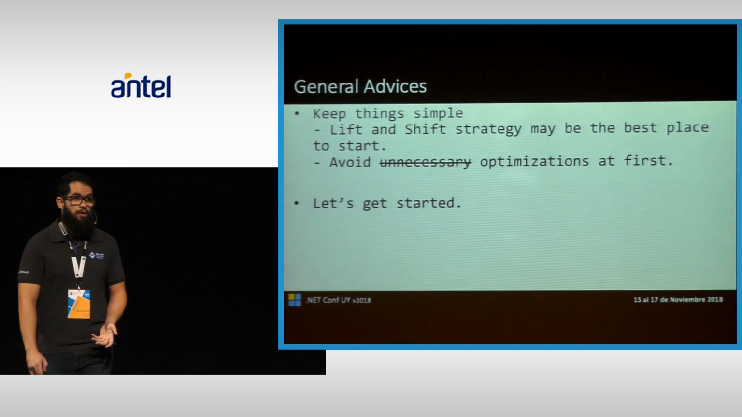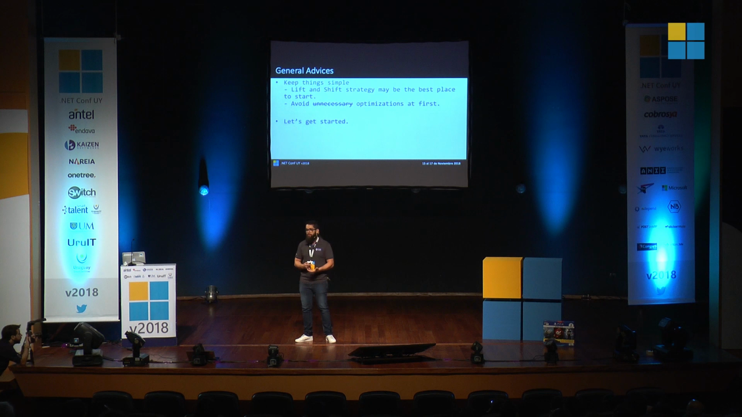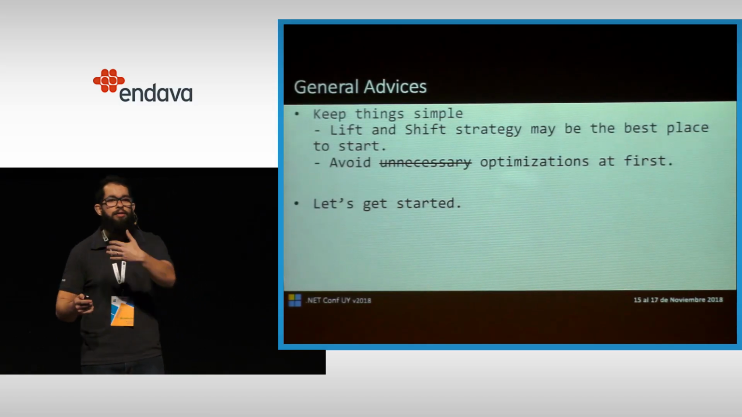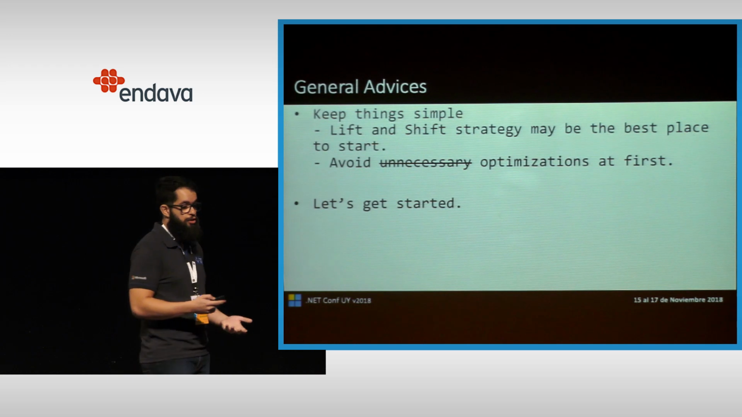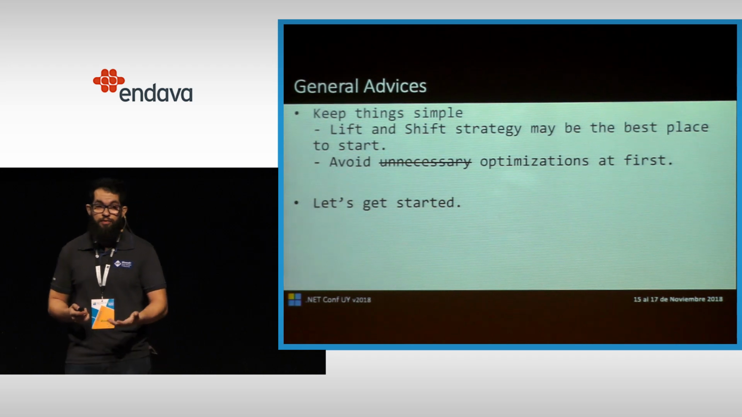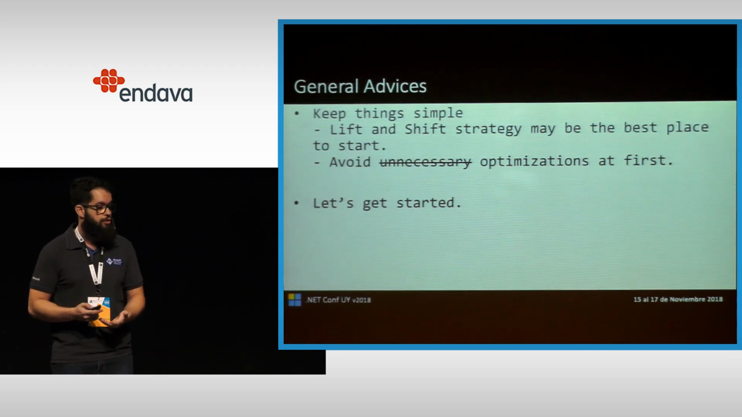Keep things simple. When I was beginning to do migrations, I was trying to do a lot of stuff at the same time, and that caused me trouble also. There is one pattern that we call lift and shift. That's basically taking the software as it is, the same configurations, the same machine size, rebuilding it on Azure or any other cloud provider, and making it work. And then you start modernizing. We call that lift and shift. That may be the best place to start doing migrations, especially for legacy applications, okay?